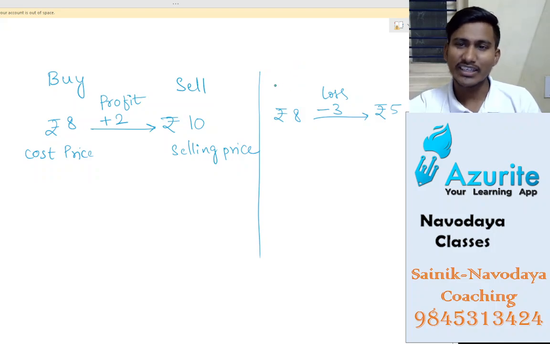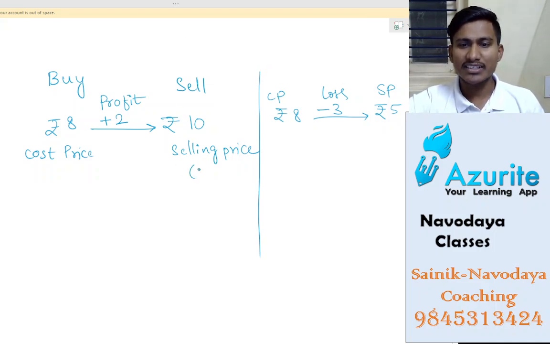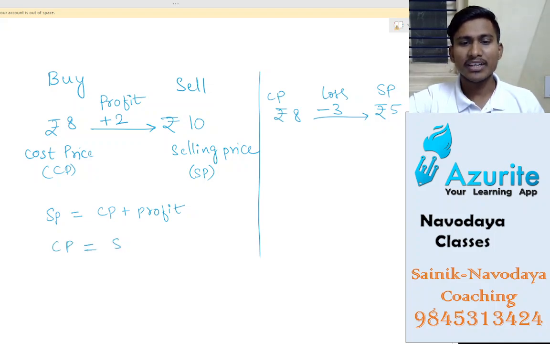So this is your cost price. This is your selling price. Cost price means CP, selling price means SP. So how do you find your selling price? When it is profit, we find selling price by cost price plus profit. How do we find cost price? Cost price we find by selling price minus profit.